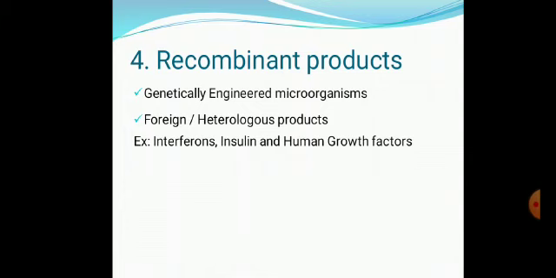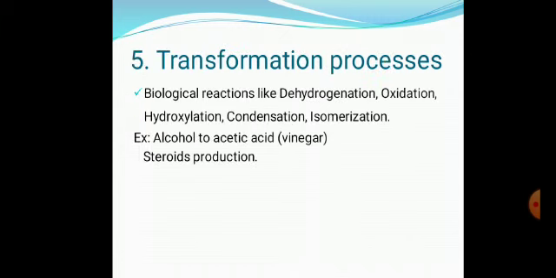Recombinant products, as I told, microorganisms are being genetically engineered now to produce recombinant products. These industries are thriving and they are highly successful as of now. Example, making microorganisms, especially E. coli, to produce insulin. So it is one of the good example for genetically engineered E. coli that produces insulin. Such industries have a huge market now. We call them as foreign products or heterologous products. Examples: interferons, insulin, and human growth hormones. It is one branch of industrial microbiology which is very prosperously growing now.